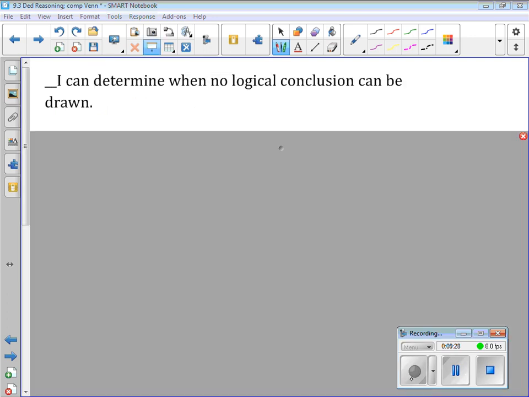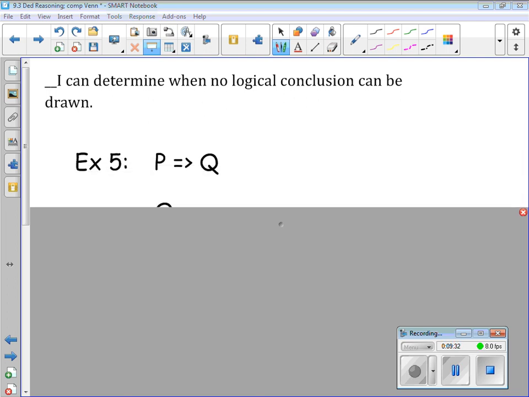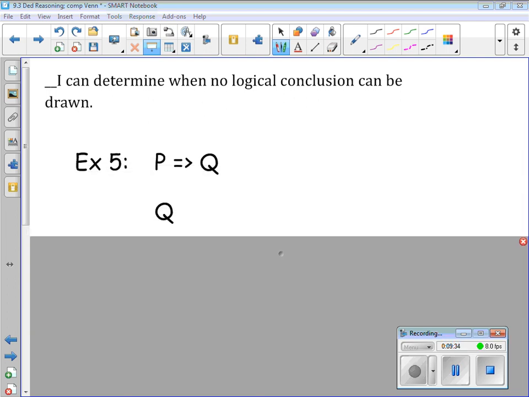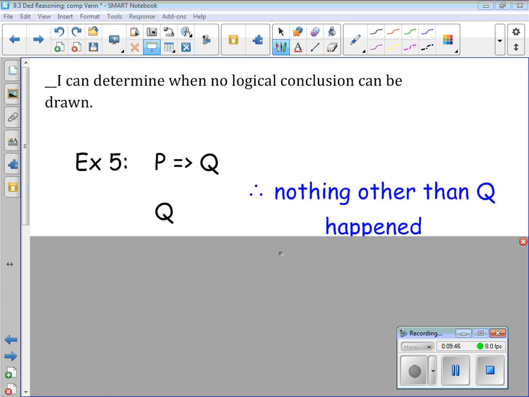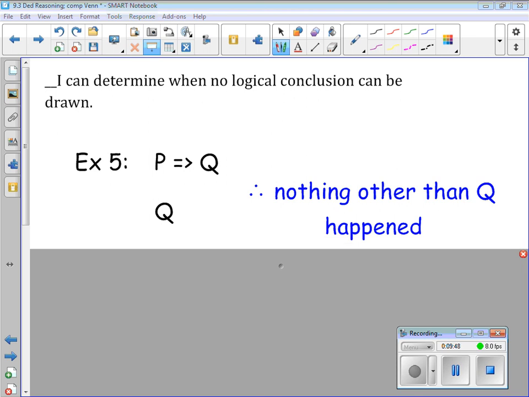All right, let's just make sure real quickly that you know when you can't make a conclusion, okay? So here's an example. I got P then Q, and I'm telling you Q happened. What would be your conclusion? Put me on pause and see if you can come back. Check your answer. I hope you wrote that nothing other than Q happened, right? There's no conclusion. Saying P happened means you're going against the arrow. That can't happen.